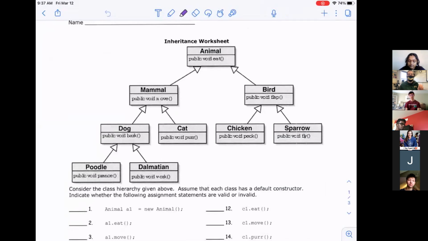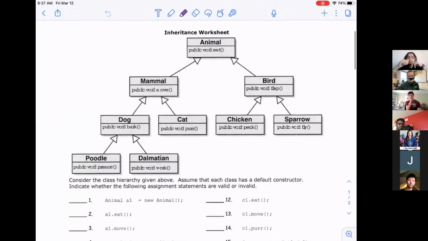I did put the answer key for this on Schoology. It is visible so that you can check your work. What I don't want you to do is just straight up copy. I'm sure you're smart enough to know that that's not going to do you any good. Okay, all right.